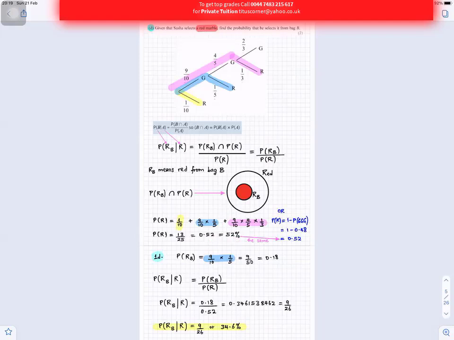Another way to get probability of red is 1 minus the probability of green. So 1 minus 0.48, which gives you 0.52. So that's another way to do it. The answer 52% or 0.52 is the same as this 0.52. So there's two ways to do it for that part C.